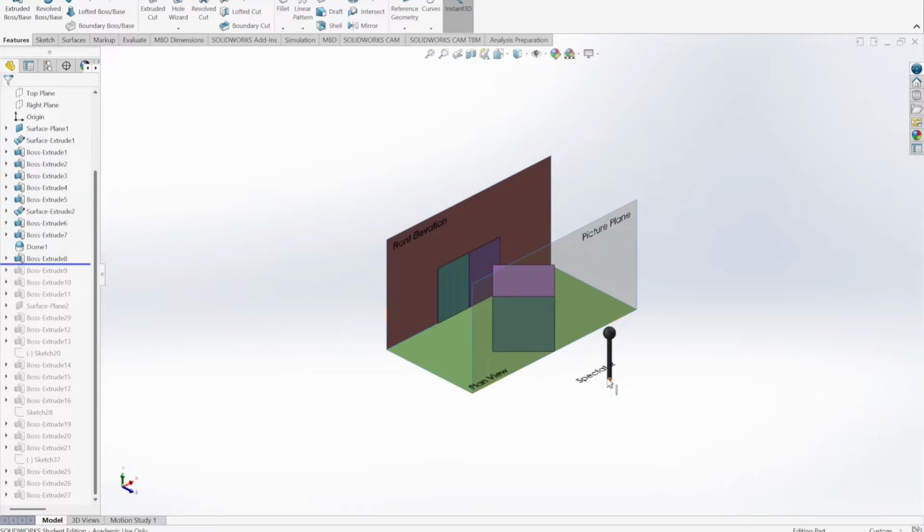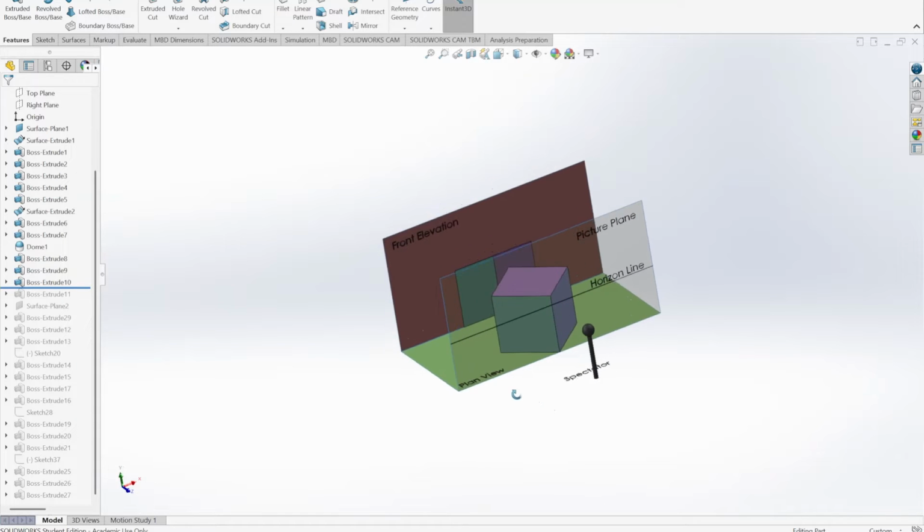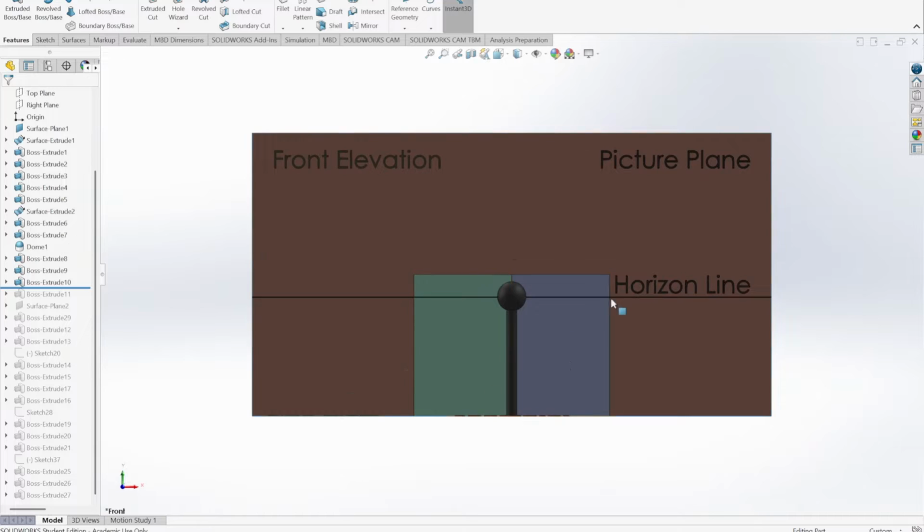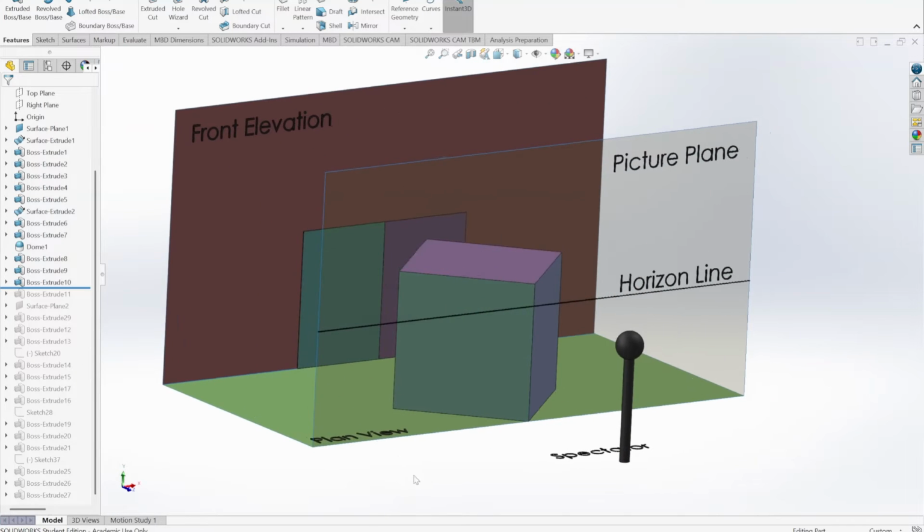Once we've located our spectator, we're going to draw in what's called our horizon line. We need the spectator here because the horizon line is a line that is within the spectator's eyesight. So for instance, if we look in the direction of the spectator, you can see that the horizon line is in line with the eyesight of our spectator.